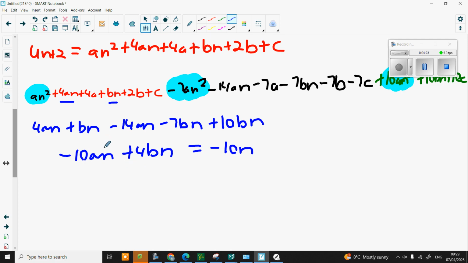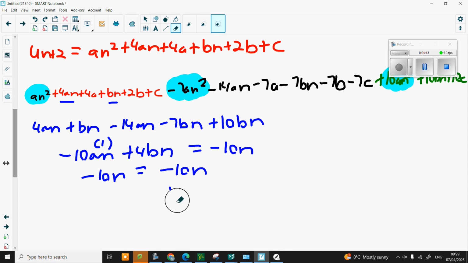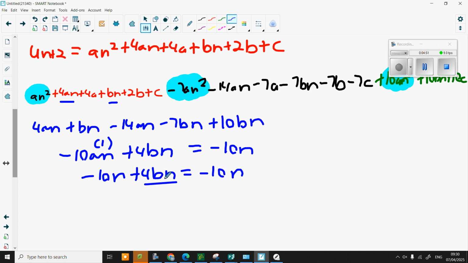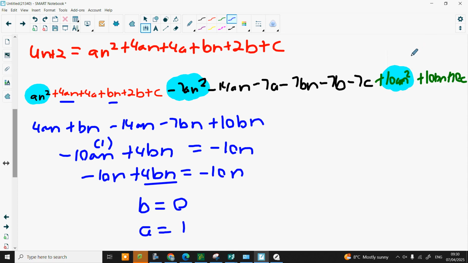And this means that when a equals, we said a equals 1, didn't we, earlier? When a equals 1, minus 10n equals minus 10n. Because they're equal to each other, that must mean that the 4bn is worth nothing, which means that b equals 0.